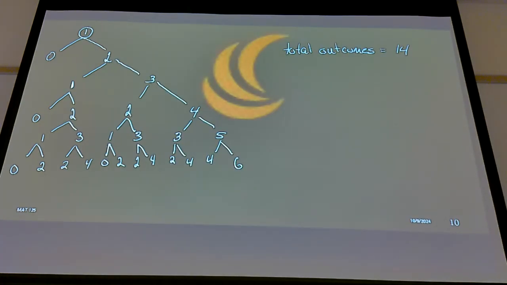What do you count? You count the branches. Every time a branch ends. So you have that very first 0, that's an end, that's a possibility. Then you have that second 0, that's an end, there's your second possibility. And then the 12 on the bottom.